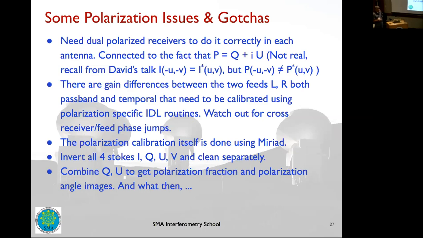One thing to remember is that while I is usually positive almost everywhere, Q, U, and V are going to be negative in places. So you can't put a positivity constraint when you're trying to clean images; you have to clean both positive and negative. Once you have the cleaned images, you can combine Q and U to get polarization fraction and polarization angle images. And that's it. I'm going to stop here. Thank you.